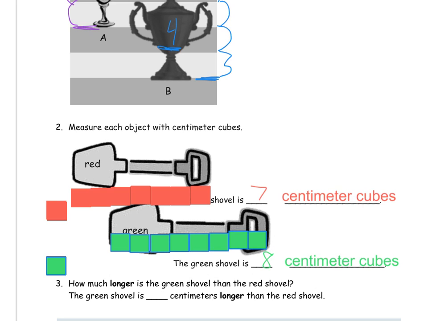So we're not looking in terms of shorter than, we're looking in terms of longer than. And we're still going to find the difference between the two. And I know the difference between 7 and 8 is 1. So it's 1 centimeter longer than the red shovel. And we could say the red shovel is 1 centimeter shorter than the green shovel. So they go back and forth with that. Let's look at page 2.